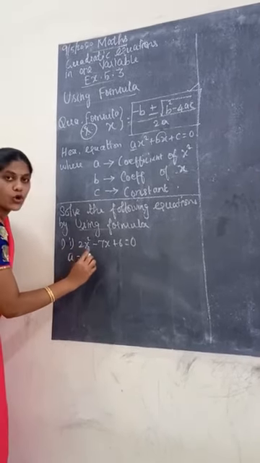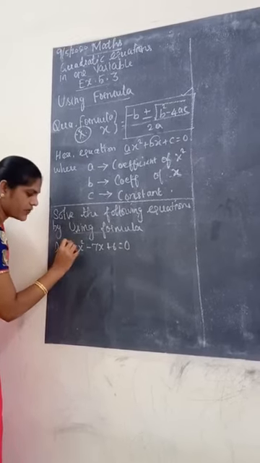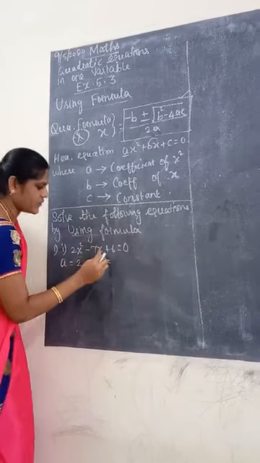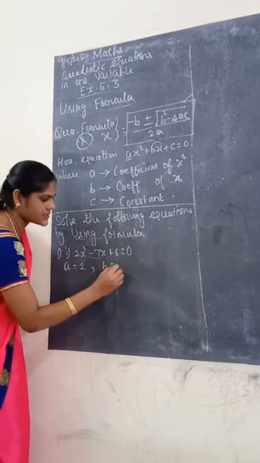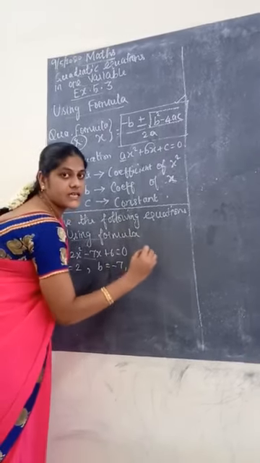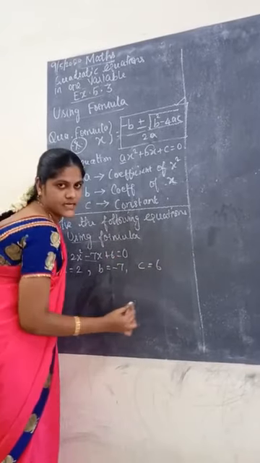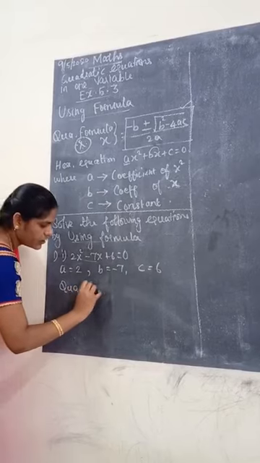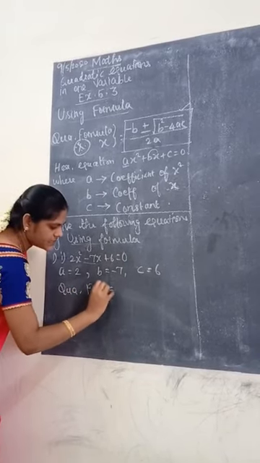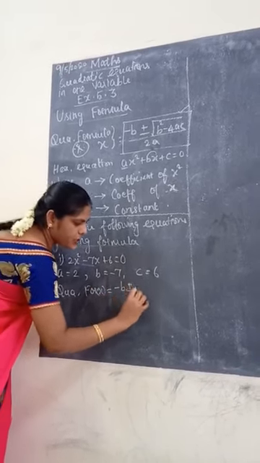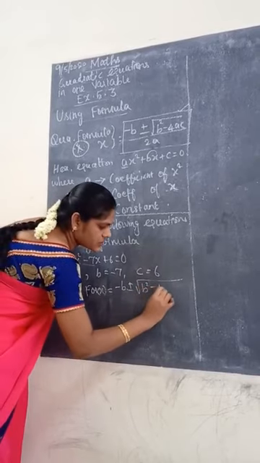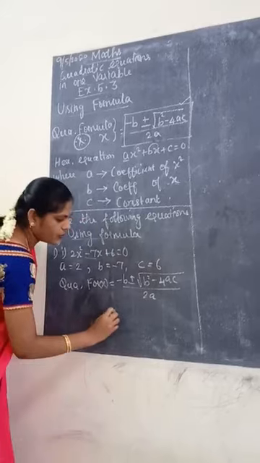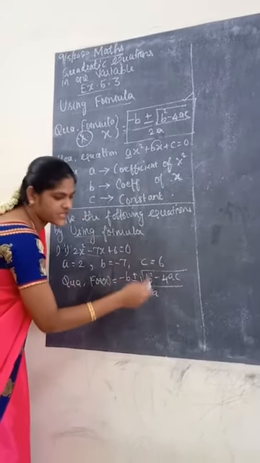What is a? Coefficient of x square. What is the coefficient of x square? 2. What is b? Coefficient of x. What is the coefficient of x? Minus 7. Next is c. c is the constant. What is c here? 6. Next we need to apply the quadratic formula. x is minus b plus or minus square root of b square minus 4ac divided by 2a. Now we are going to apply all the a, b, c values in this formula.